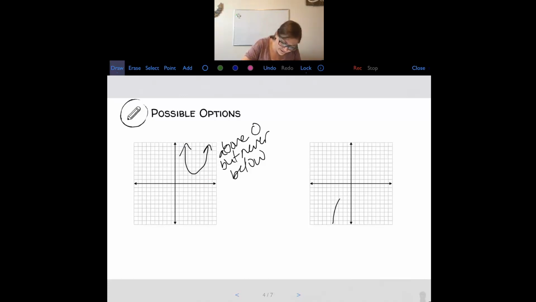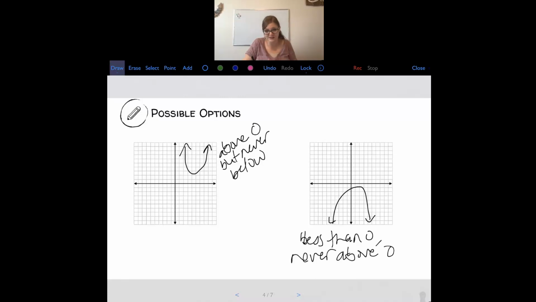You can also have a quadratic that's contained entirely below the x-axis, which means it's less than 0, never above 0, never even 0 in this case. So if you had a quadratic inequality that was doing something like this and you were asked, okay, where is it above 0? Your answer would be no solution. Or where is it below 0? All real numbers, or negative infinity to infinity.